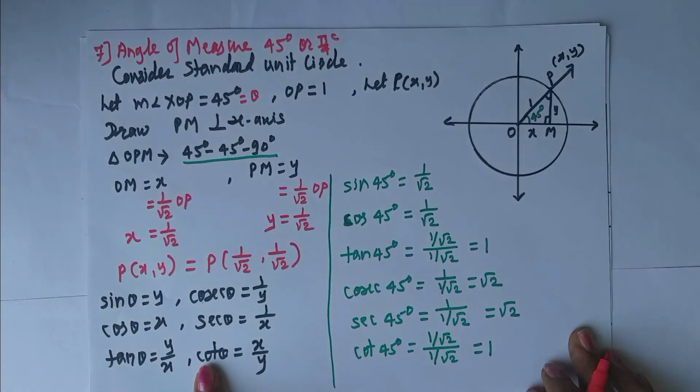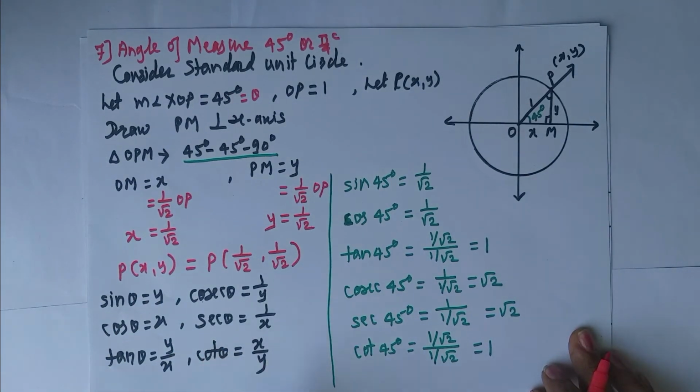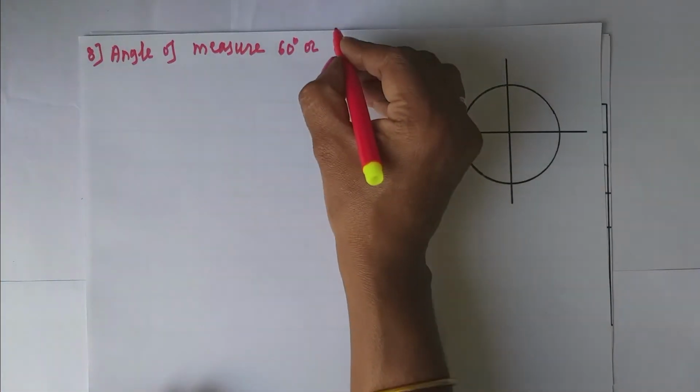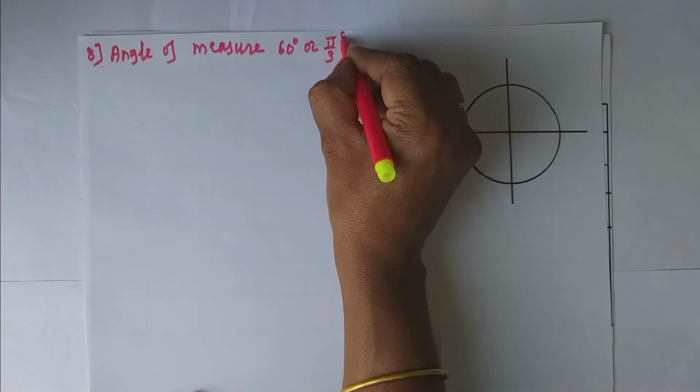This is the angle of 45 degree, or in radians pi by 4 radians. Okay. Let's see the next. Angle of measure 60 degree or pi by 3 radians.